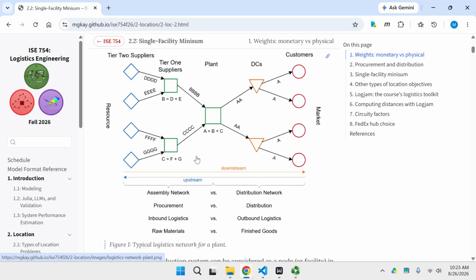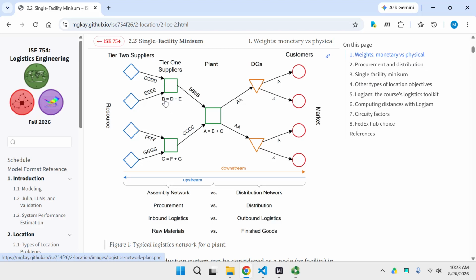This figure here shows the basic network structure. This is probably the most extensive you would think of. Here we have a single manufacturing plant, and it produces a single product, A. We'll call it product A. And A is composed of two major components, B and C. They're both produced at two other facilities, presumably at a different location. These would be the tier 1 suppliers.